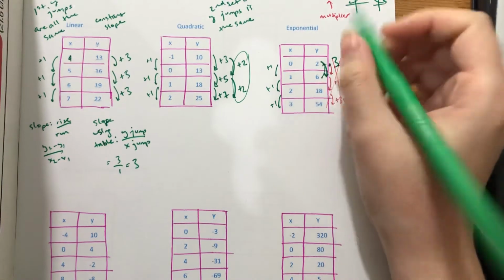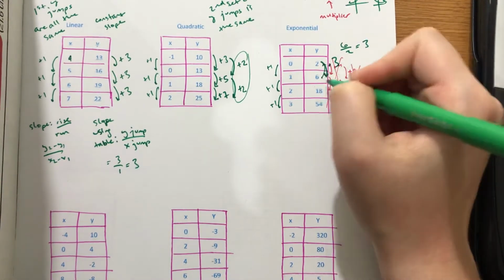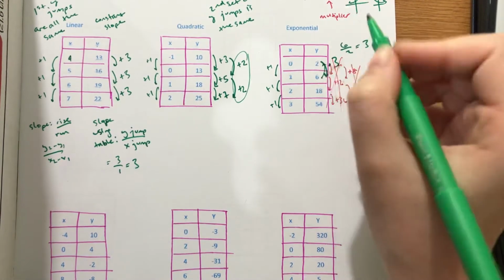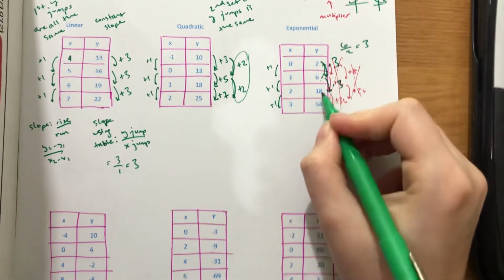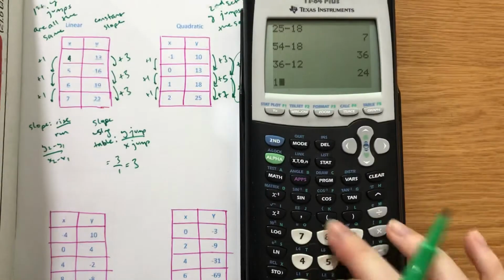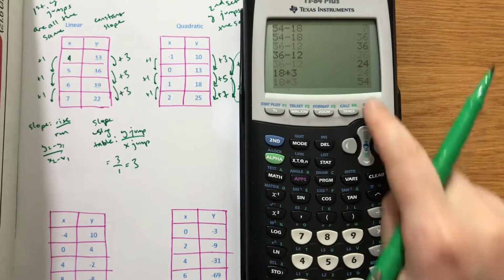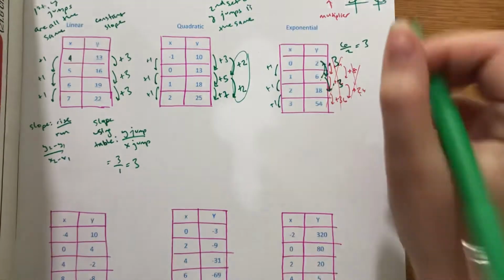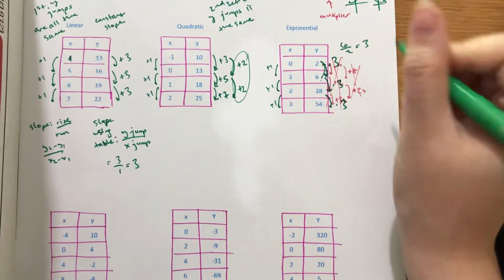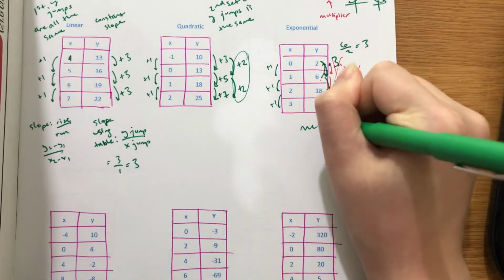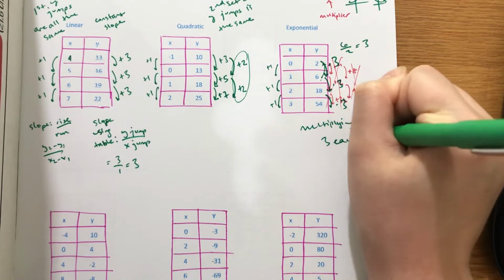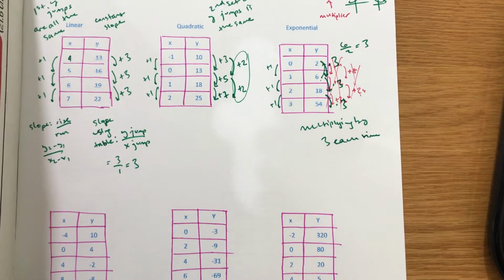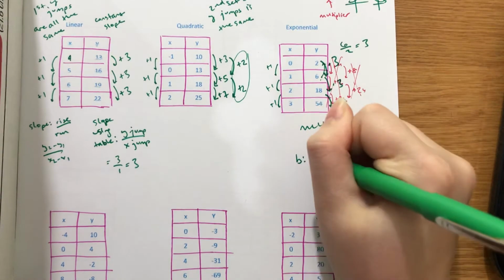Then let's see if that's true. 2 times 3 is 6, and let's see if we keep going. 18 divided by 6 is 3, right? 6 times 3 is 18. 18 times 3 is 54. So what we're really doing each time is multiplying by 3. Multiplying by 3 each time. That means it's exponential, and we know that our b value is 3.